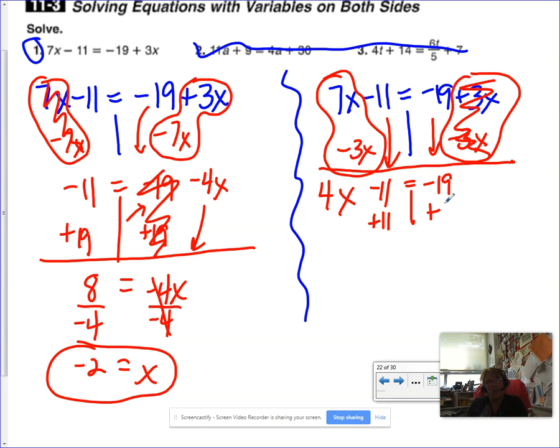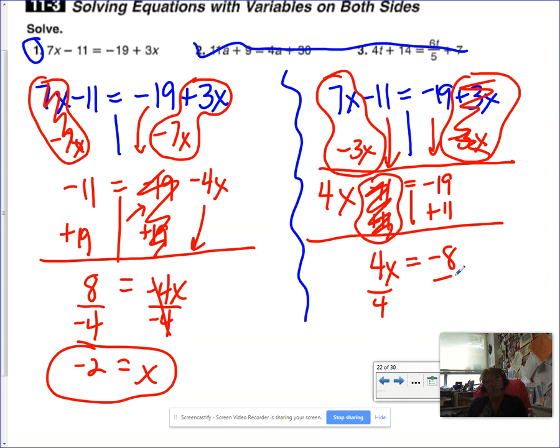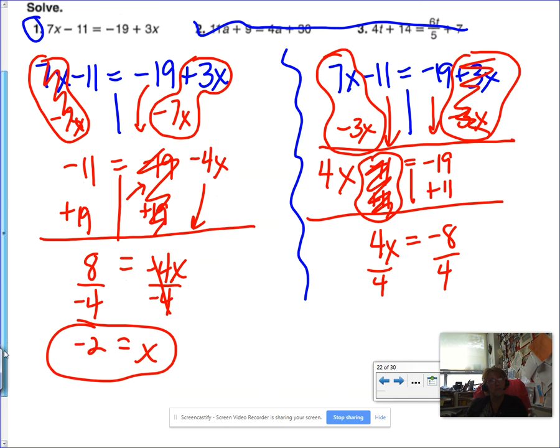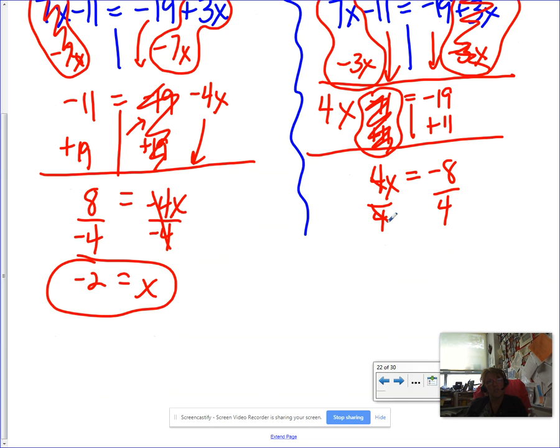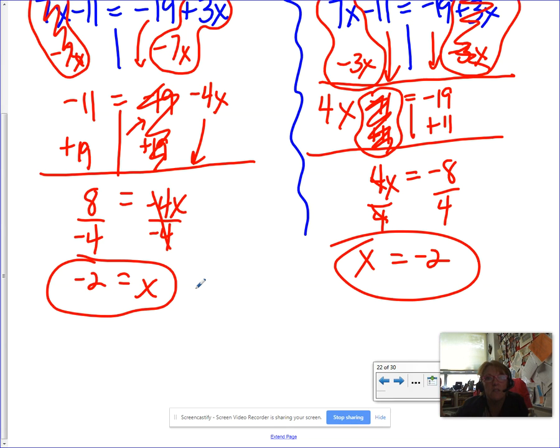Add 11. Add 11. This subtracting of 11 and adding 11 wipe out to 0. And 4x plus 0 is just 4x. Yes! Do the same thing over here. Negative 19 plus 11 is negative 8. When you divide both sides by 4, you're just about ready to celebrate and do cartwheels. Negative 8 divided by 4, negative 2. What is this madness? Same answer.